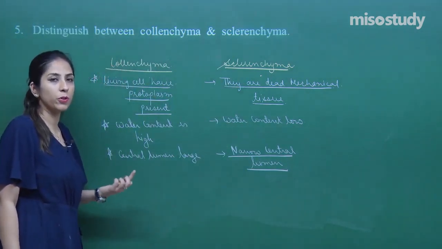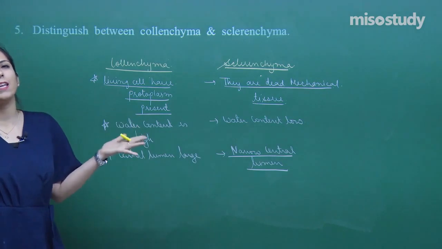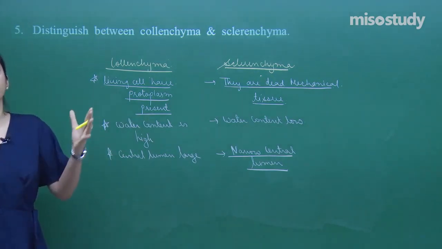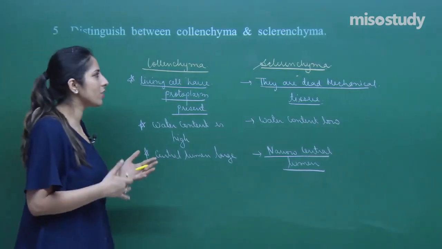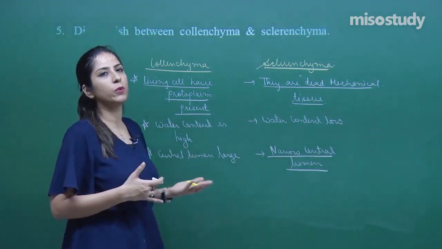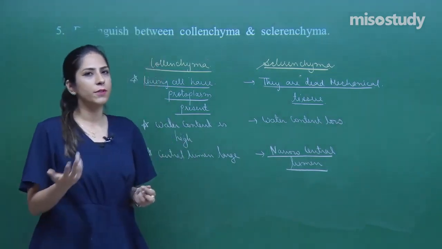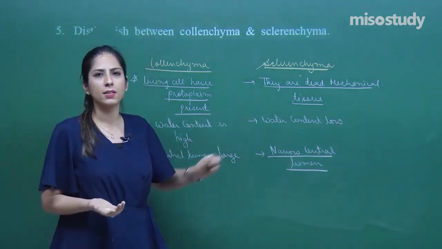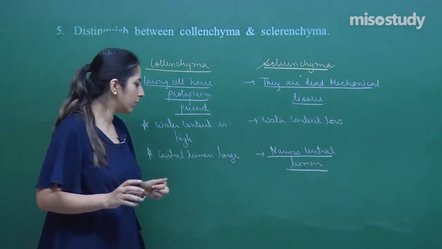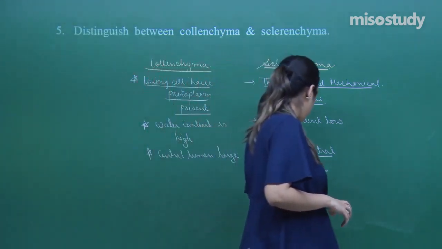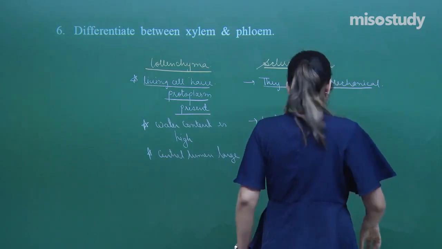You can write more because we have discussed it in a very descriptive way in the sessions, but this is just an introduction. So you have to write a distinguish, but it is of 2 marks, so 2 points are enough. But still I have given you the 3 points. Let's move forward with the next question.